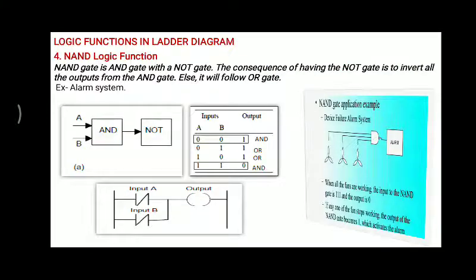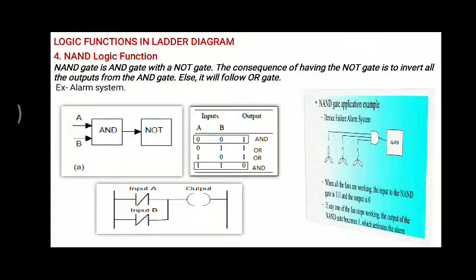Now the fourth type of logic function is the NAND logic function. Actually the NAND gate is nothing but the combination of an AND gate and a NOT gate. So here you can see the truth table. In the first row you can see 0 0. It means you should get 0 at output.